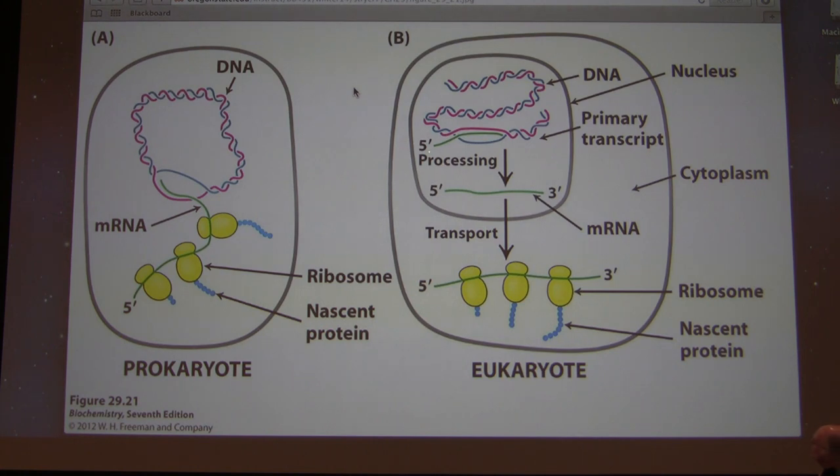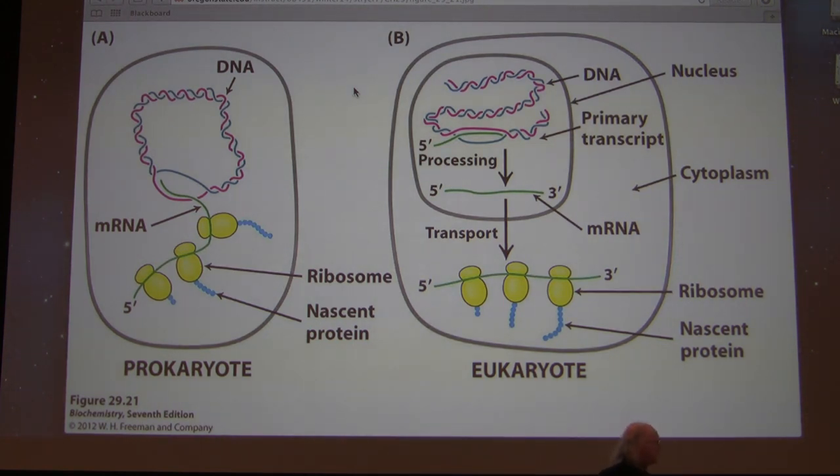Because in a eukaryotic cell, transcription is occurring inside the nucleus, but translation is occurring out here. That means that the messenger RNA is completely made inside of the nucleus before it gets out here. It actually has to be moved out into the cytoplasm. And as we shall see, there are a lot of things that happen to messenger RNAs in a eukaryotic cell in the nucleus. A lot of things.